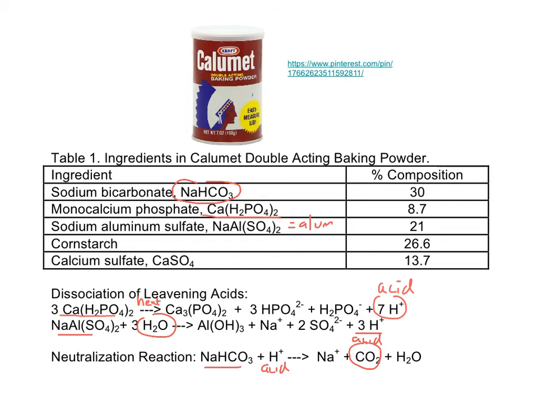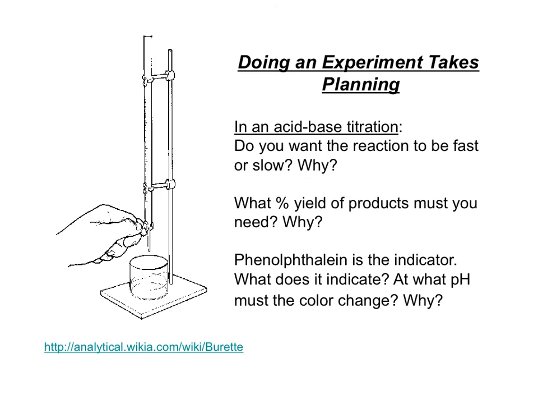and there's enough baking soda to react with all that acid to produce the CO2 to make your fluffy pancakes. An acid-base titration is a very common experiment to quantitatively measure the concentration of an acid or base. Any experiment takes planning. Here are a few questions for an acid-base titration. Stop the video and answer these questions.